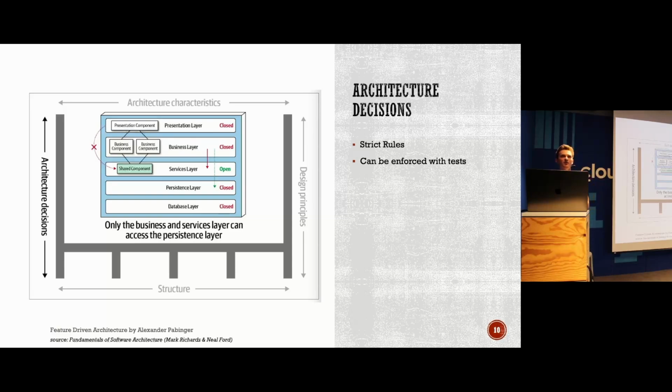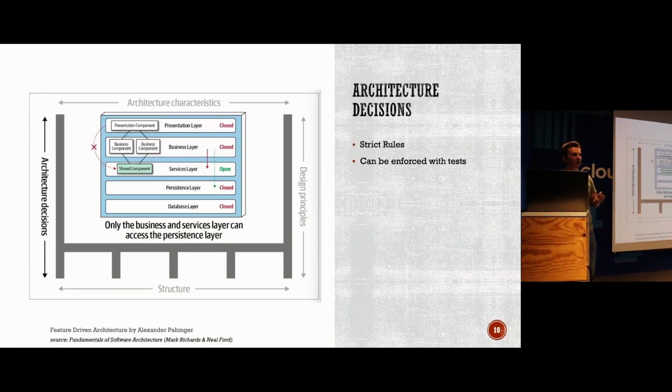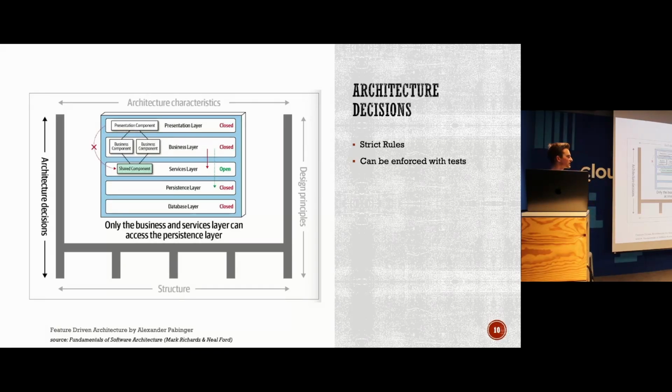Then the next thing are architecture decisions. They are strict rules which should be applied to your system. So in this example, only the business and service layer can access the persistence layer, not the presentation layer. All software architecture structures aim for the same principles, so that you have a low coupling, a good testability, that you may exchange your data access, so you want to create an abstraction for that. All software architecture structures aim for the same goals, let's say.